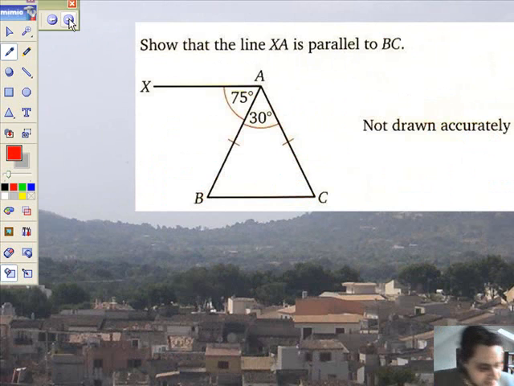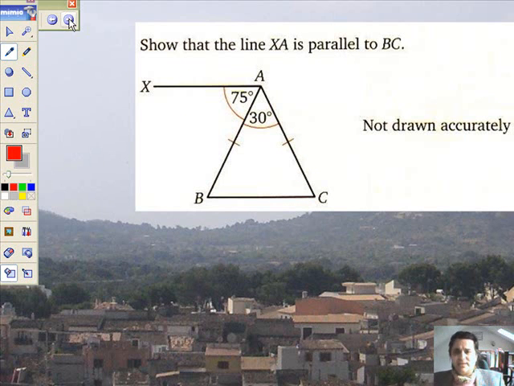Right, this is question 12, show that line XA is parallel to BC. So in other words, that one's parallel to that. They want me to prove that this is true. Okay, fine, I've got 30 degrees inside triangle ABC and it's definitely isosceles.